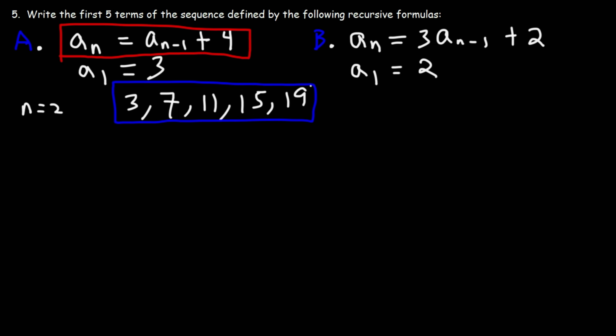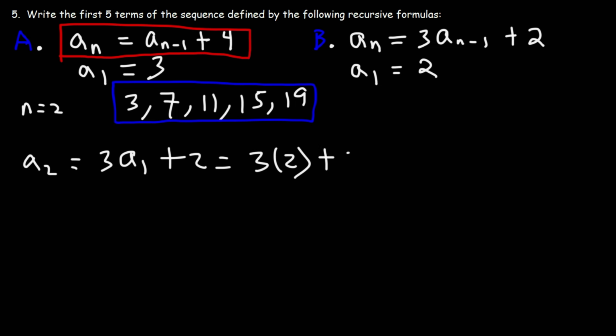So plugging in n equals 2, we have the second term is going to be 3 times the first term plus 2. The first term is 2. So 3 times 2 is 6 plus 2, that gives us 8. So now, let's plug in n equals 3.